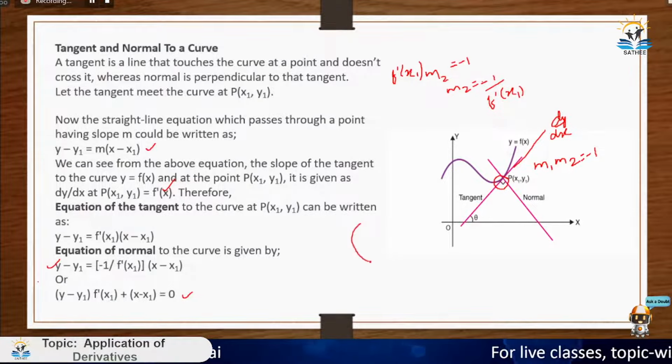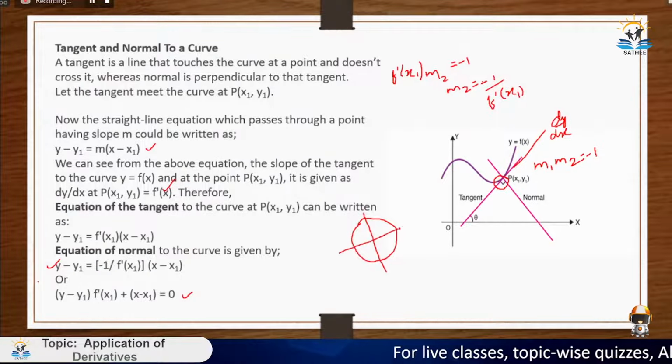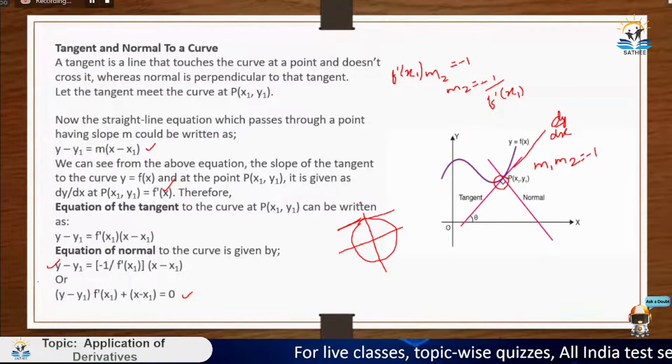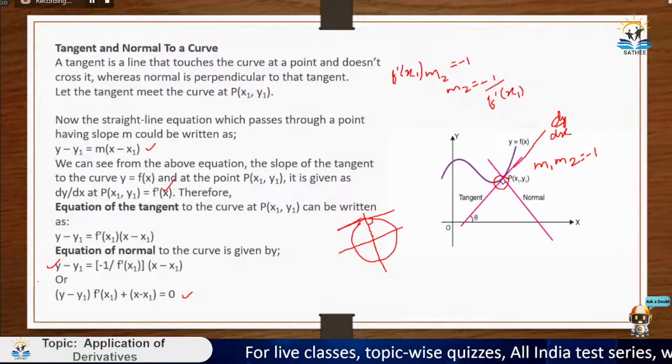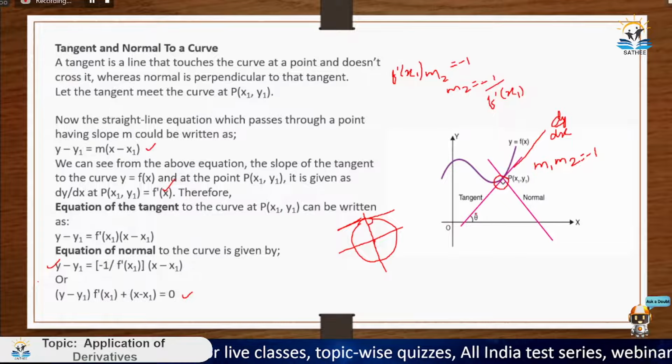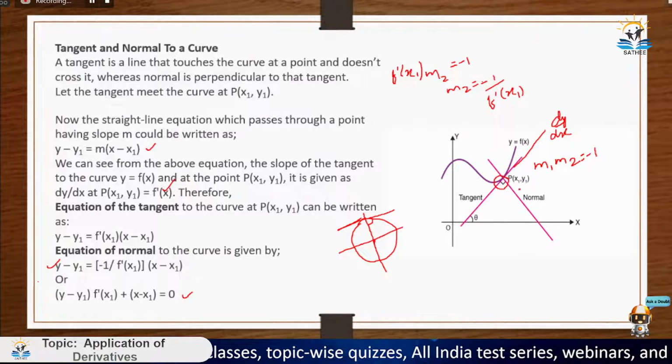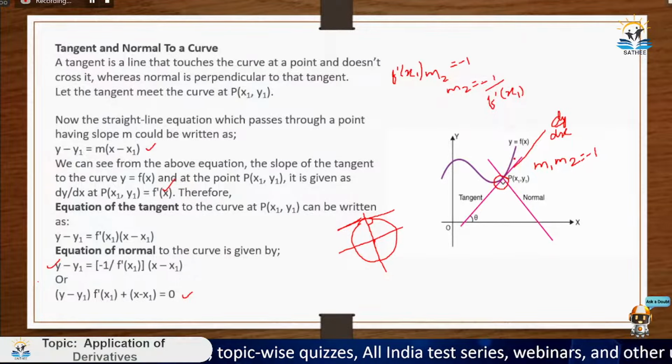One more thing: in the case of a circle, the normal passes through the center of the circle. So basically, at some point, let's say at this point, if we want to draw a tangent, the normal will pass through the center of the circle and make an angle of 90 degrees. The slope of the normal is perpendicular to the slope of the tangent.